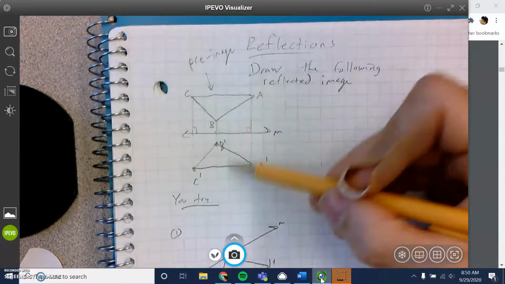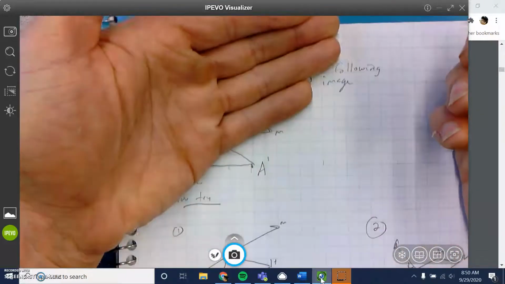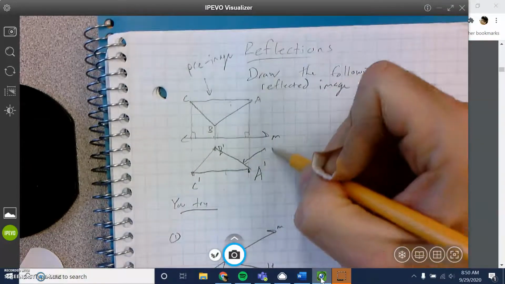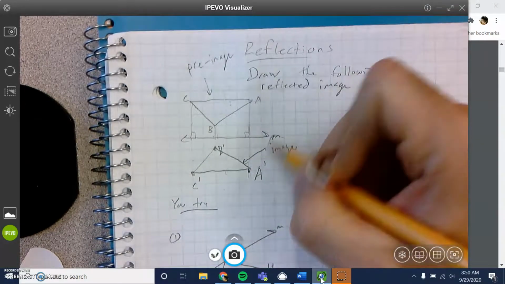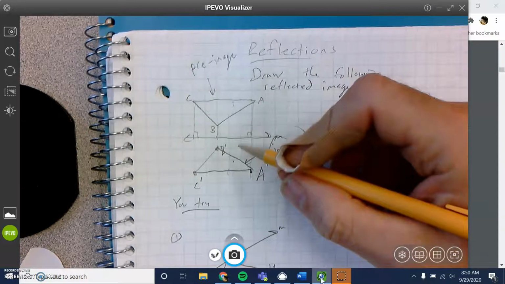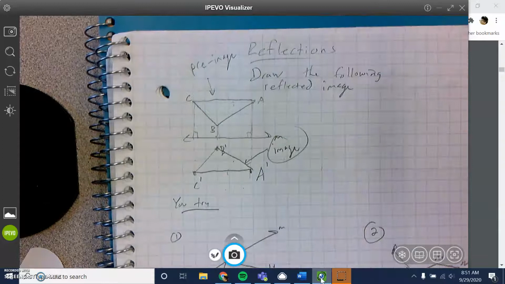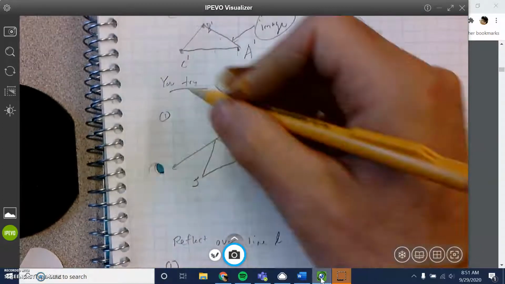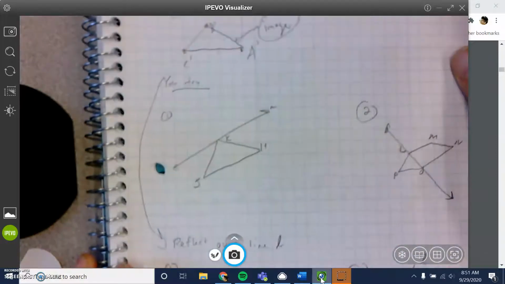There you go. So it's a flip across this line. So you just took it and flipped it like that. Now this is called the image. So the one with the primes is called the image. That's what happens after the transformation is performed. That's the image. Okay, let's go over a few more. Actually, you're going to try these two down here. So let's go over a few more.